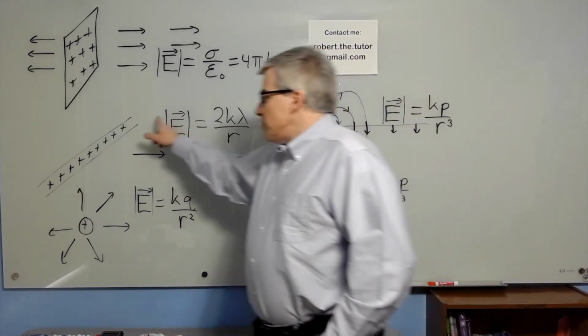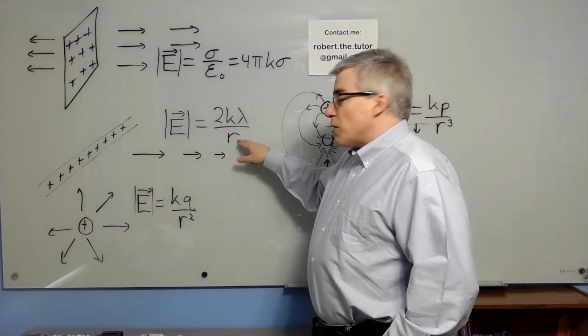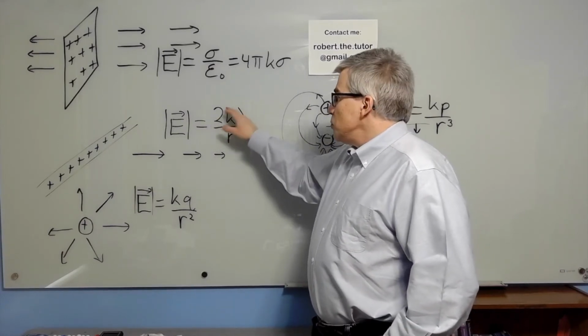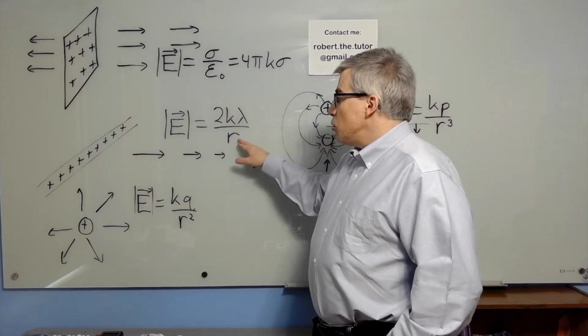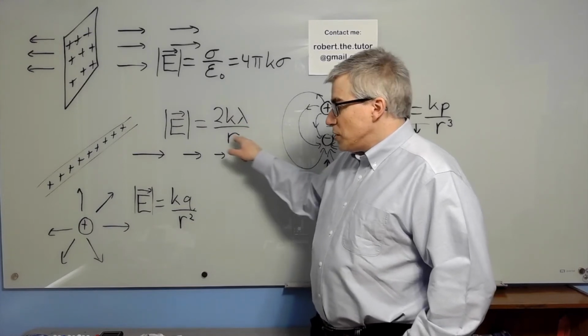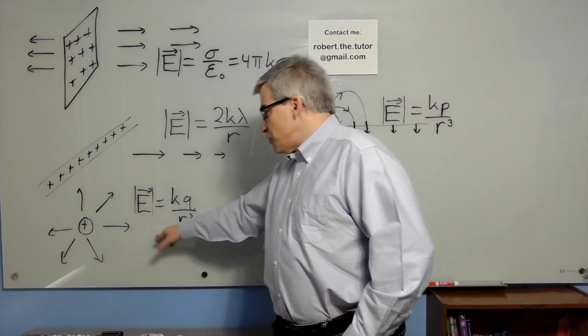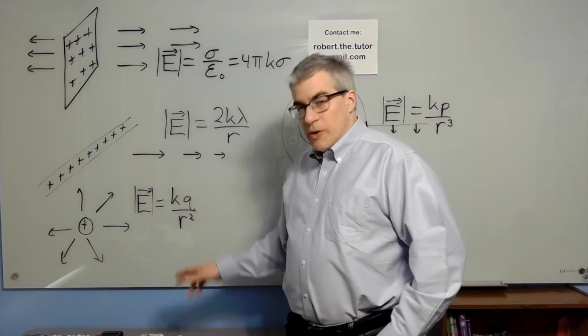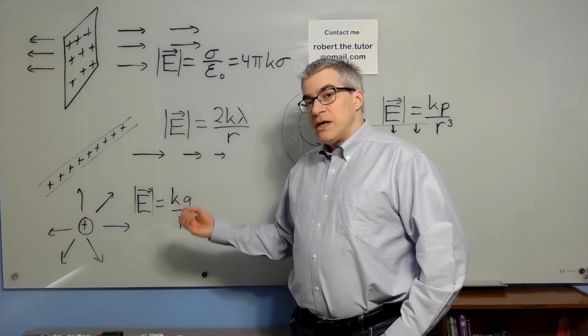In the case of a line of charge, the field actually drops off with R. So 2kλ over R, where λ is the charge per length. The point charge formula is the most basic one. The size of the electric field is kq over r squared, the inverse square law that we're used to both for gravity and electric force.